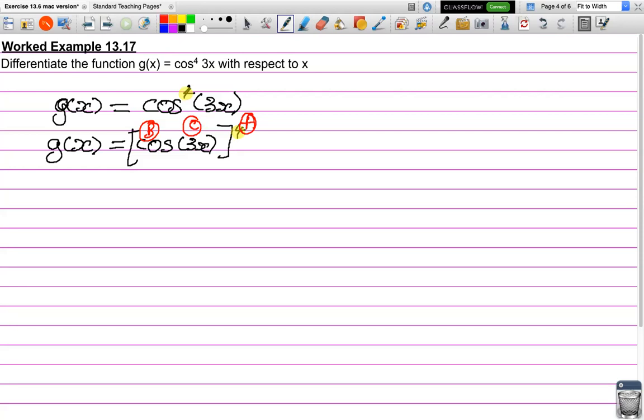Over here, I'm going to write my little memory thing, sine, cos, minus sine, minus cos. And when I'm coming down this line, I am differentiating.